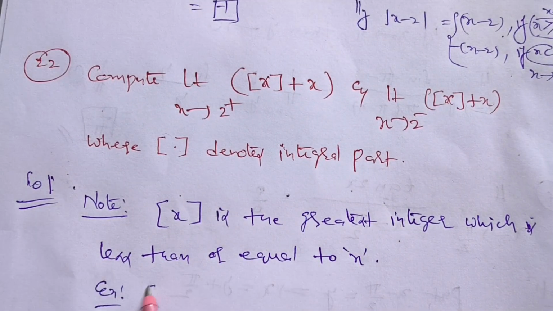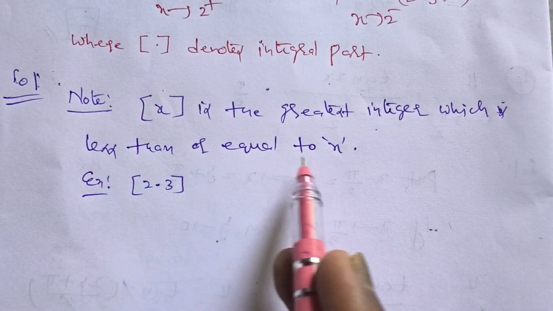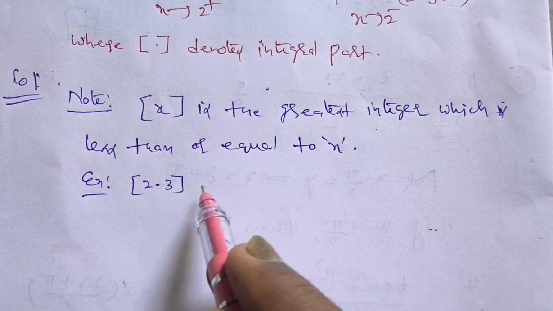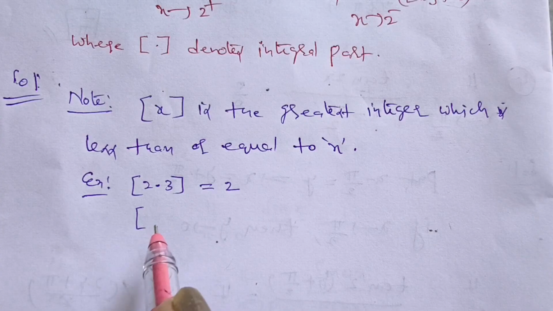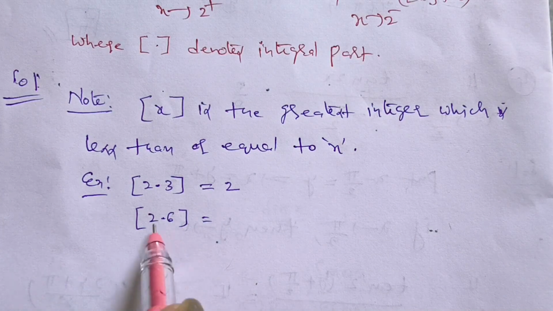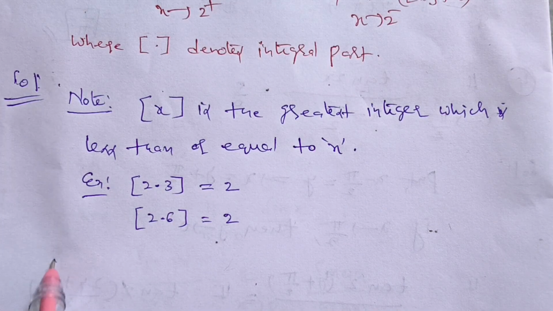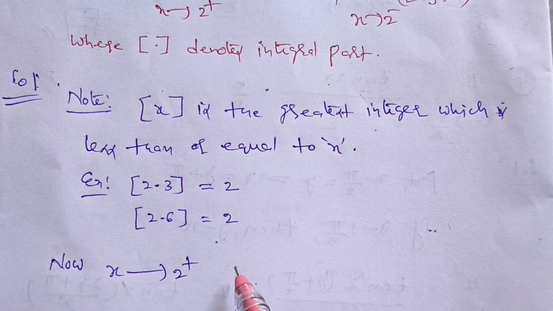So for example, the integral part of 2.3, as per the above definition, is equal to 2 only, because the nearest integer value for 2.3 is 2. Another example is the integral part of 2.6, which is equal to 2 also. Now the given problem involves two conditions.